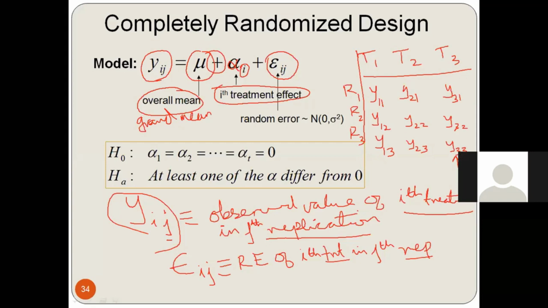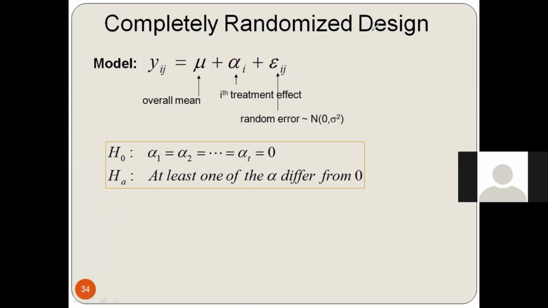Okay, fine, good. I'm going to erase this. Now, this is the model. This is the CRD model. So if I ask you to write down the CRD model, this is the model. Not only writing the model, we'll have to explain each of these components in the model. We'll have to explain what is this, what is this, and what is this. Now, based on this model, treatment effect.